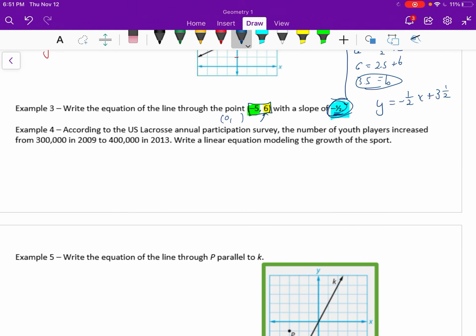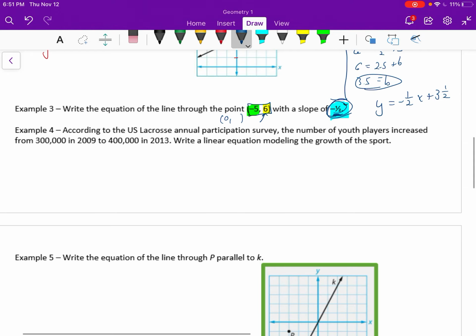Example 4. According to the U.S. Lacrosse Annual Participation Survey, the number of youth players increased from 300,000 in 2009 to 400,000 in 2013. Write a linear equation modeling the growth of the sport. Normally a date is our independent variable, so it's written a little differently. The time, or the date, is going to be our x value, and the number of people participating is going to be the y value. So we actually have 2 points here.